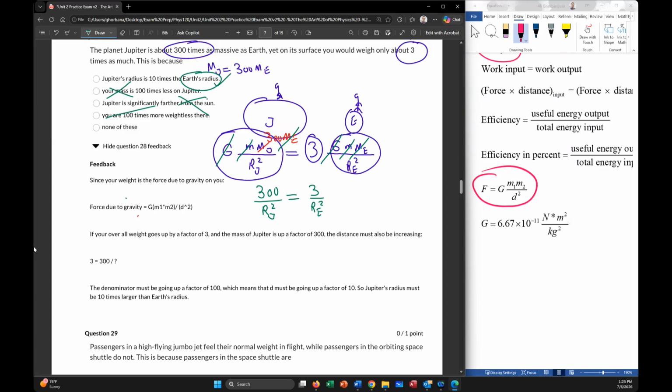Radius. Okay, so again, you can use this to calculate that. Because 300 divided by 3 is going to be 100, and then you just cross multiply. The radius of the Jupiter squared is going to be 100 times the radius of the Earth squared. Take the square root of both. So the radius of the Jupiter is going to be the square root of 100, which is 10, 10 times the radius of the Earth. There you go. I just wanted to show you that you don't need to solve this problem. I just solved it for you. But again, the only one that is talking about the radius is the first one.